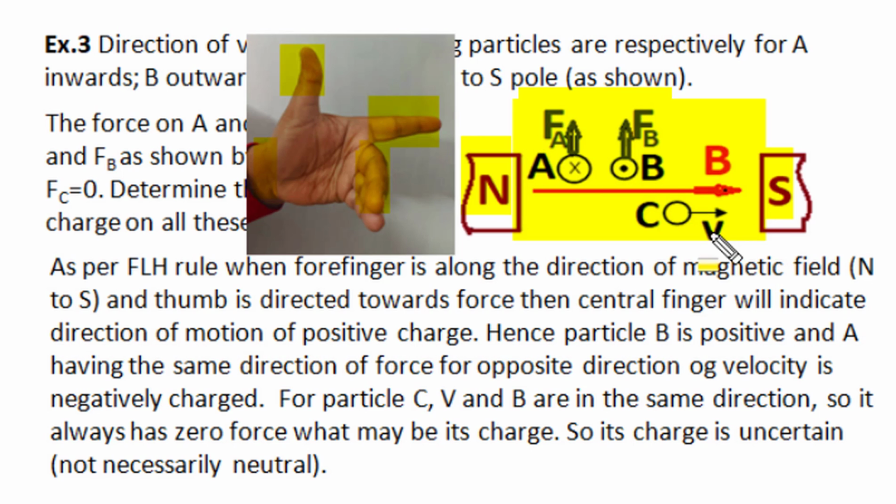Now the force on this C particle is zero, but the reason for that zero force is the alignment of velocity vector and magnetic field vector, and when the two have zero angle with each other, sin theta becomes zero, and whatever the polarity of this C particle, whether positive, negative or neutral, it won't have any force. So the charge polarity of this C particle is uncertain and it is not necessarily neutral. It may be positive or negative too.